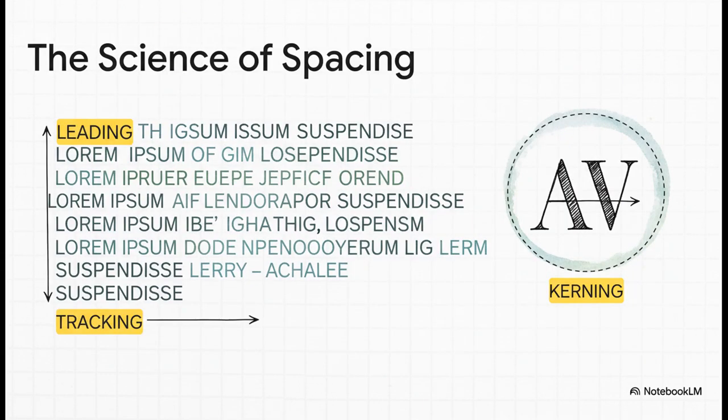But it's not just about the letters themselves. It's the empty space around them that counts too. Leading is the vertical space between lines of text. You can think of it as giving each sentence room to breathe. Tracking adjusts the spacing across a whole word or sentence to make it feel more airy or more dense. And then there's kerning. That's the microscopic art of adjusting the space between just two letters so they fit together perfectly. Good spacing is invisible, but bad spacing, oh, it's impossible to ignore.